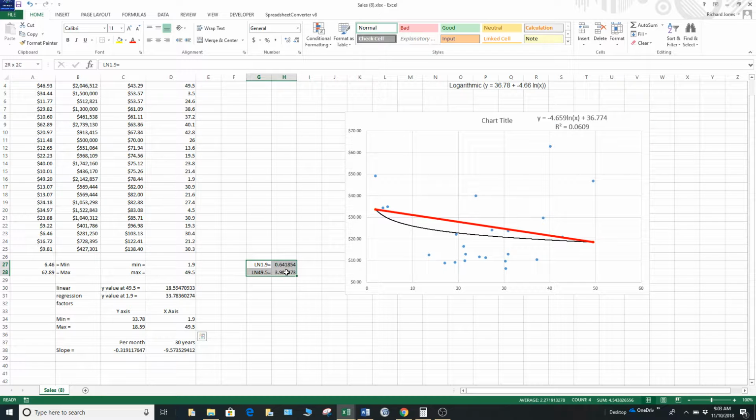This is just an interim calculation to get the log. It's just this part of the equation so that I take the natural log of 1.9 and the natural log of 49.5, and then the final calculation is done here. So the y value at 49.5 is 18.6 basically. If you come along here, it's 18.6. The y value at 1.9 up here is 33.78. So you can visually see that those look correct.